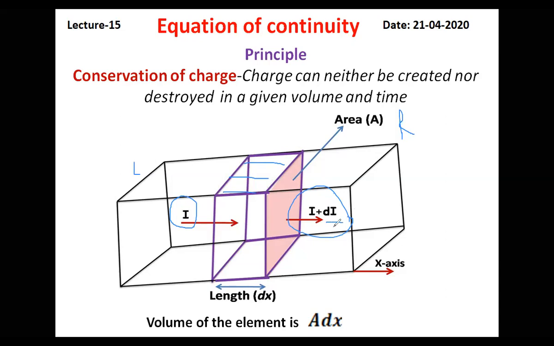Where is this dI coming from, and how are we going to consider the conservation of charge within this block? To understand the conservation of charge within this block, first we need to understand how charge can be produced, or how charge can be taken away from this box or small volume element.